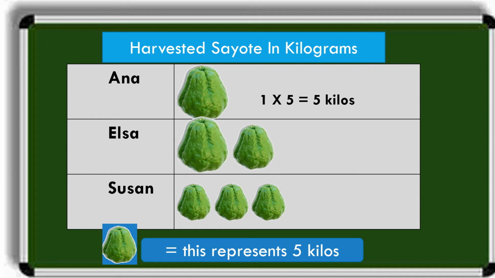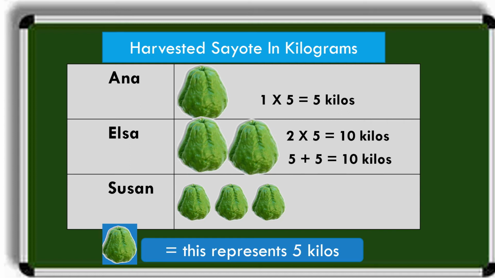Elsa harvested 2 sayote. The scale shows that 1 sayote represents 5 kilos. To get the answer, we multiply 2 by 5. 2 times 5 kilos is equal to 10 kilos. Another way is to add. 5 plus 5 equals 10.